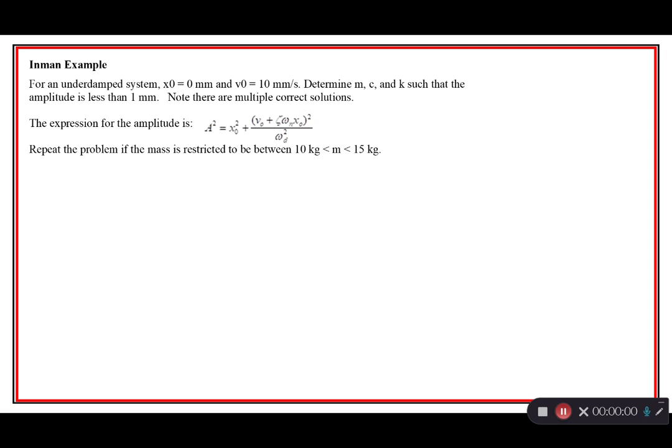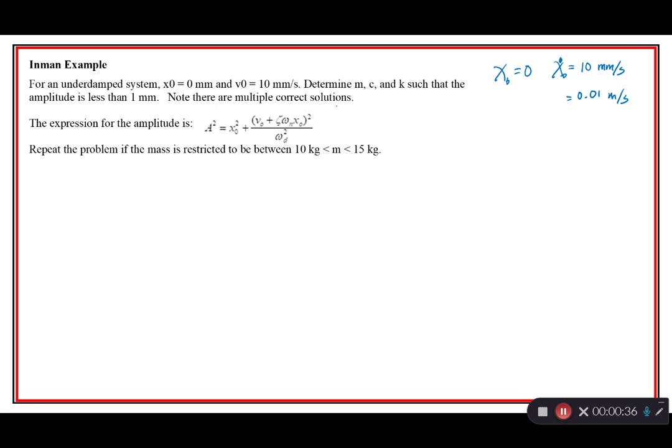Continuing on with the exam review stuff, here is another problem where we have, let's write down our knowns. X dot naught is equal to 0. X naught dot is equal to 10. I'll stick with the millimeters in here, but I'll turn it into something else, right? So 0.01 meters per second is the initial velocity. Note that the amplitude, note there are multiple correct solutions.